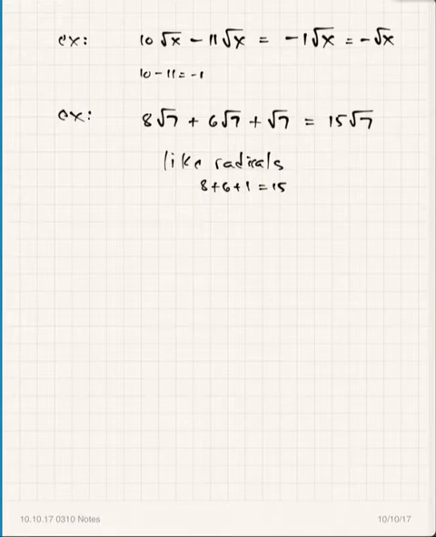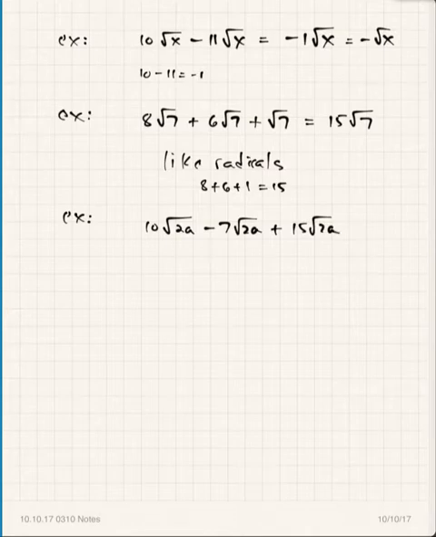All right, so if the radicals are like radicals, then you are allowed to add them together. So let's say we have 10 square root of 2a minus 7 square root of 2a plus 15 square root of 2a. Those are all square roots of 2a, and so those are like radicals there. And so all you're really doing is looking at 10 minus 7 plus 15, which is 18. And so this would be 18 times the square root of 2a.